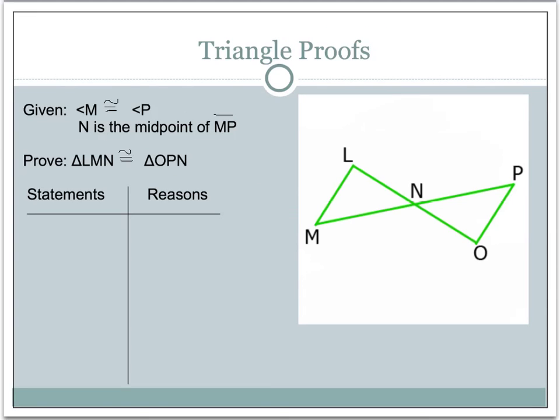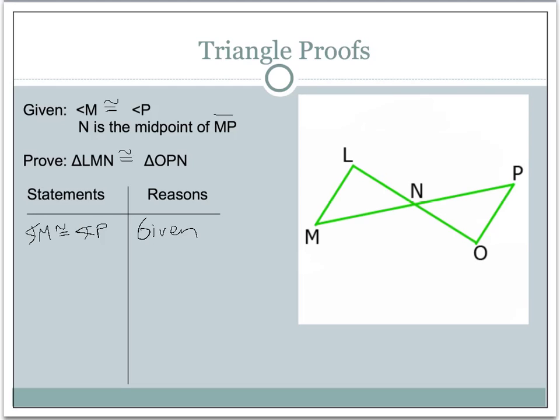So let's take a look at another proof. We've been given the information that angle M is congruent to angle P and that N is the midpoint of segment MP. They're asking us to prove that triangle LMN is congruent to triangle OPN. Like we've been doing, we want to start with our given information. So I'm going to state first of all that angle M is congruent to angle P, and the reason is because that was given information to us.